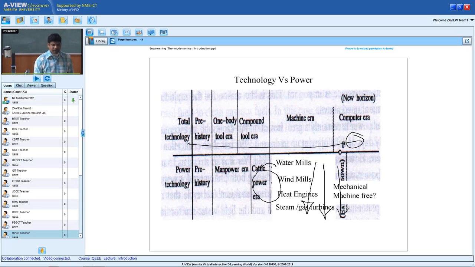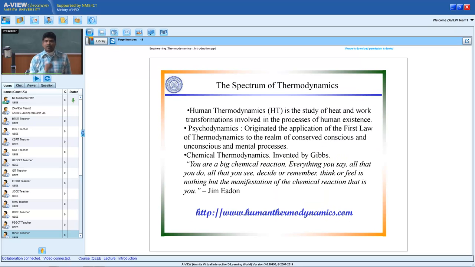So if I come to this particular one, the first turning point which touches my heart, where this human did the greatest innovation, the greatest thinking process, was the day he realized that a formal science is required. Now the spectrum of thermodynamics is not just related to managing the energy requirement, making the car engines, making the aircraft engines, not just limited to this.